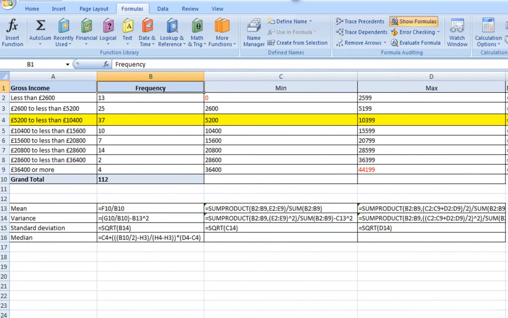So that will end the video on estimating the mean, the variance, the standard deviation, and the median for group data.